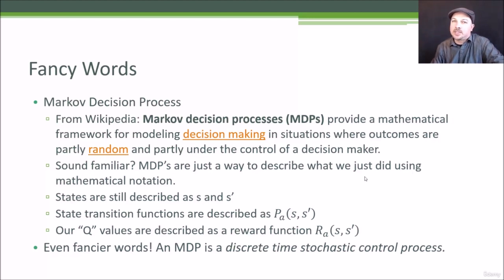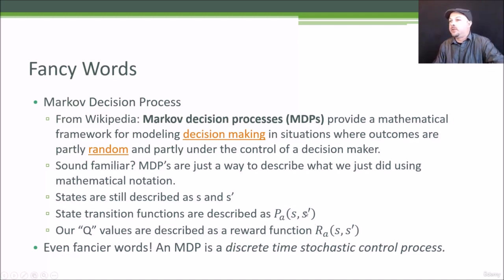States are still described as S, and S prime is the next state that we encounter. We have state transition functions that are defined as P sub A for a given state of S and S prime. And our Q values are basically represented as a reward function, so an R sub A value for a given S and S prime. Moving from one state to another has a given reward associated with it.